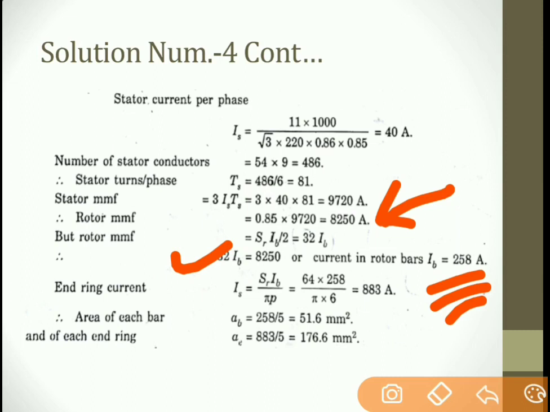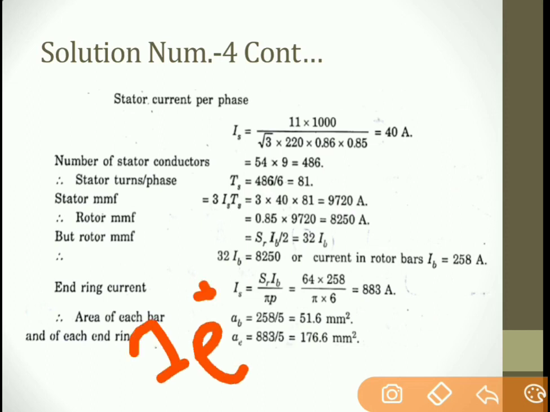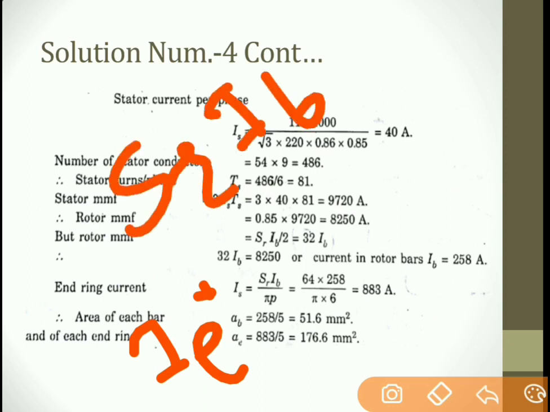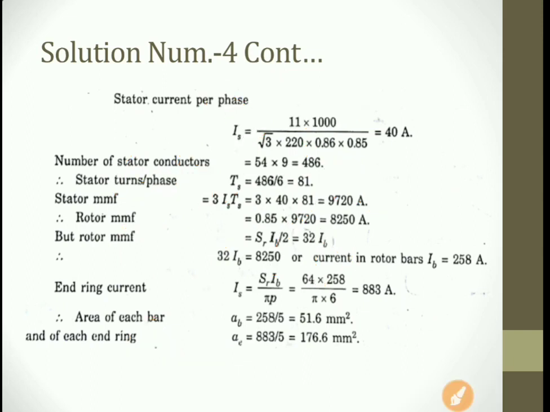If we have this value Ib, then the end ring current, which is generally represented with Ie, is given by Sr Ib divided by pi p. So the Sr value is known, Ib is known, divided by pi p. If we do that, it becomes 883 amperes.